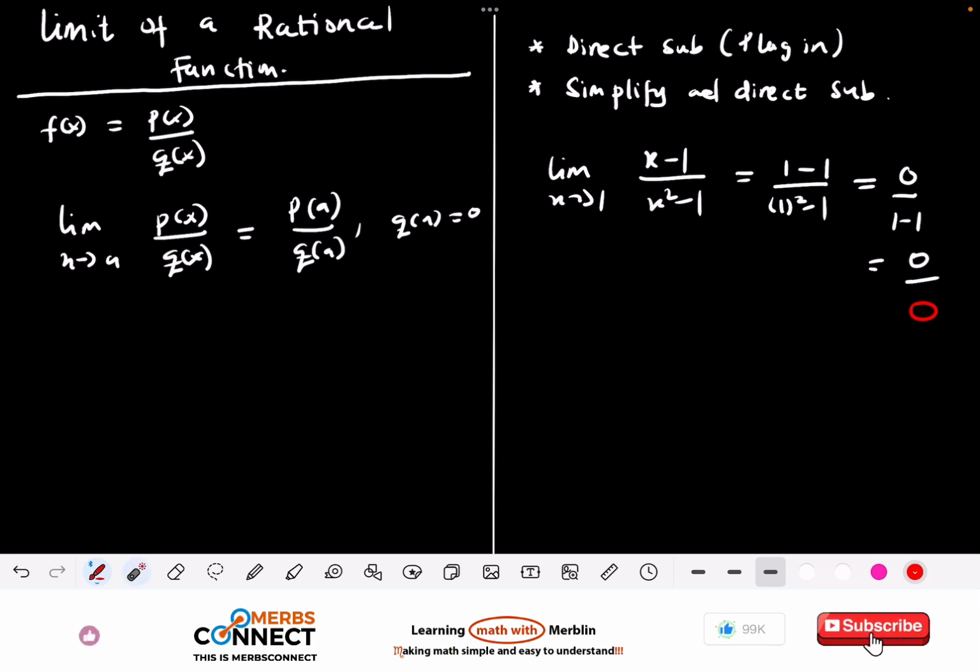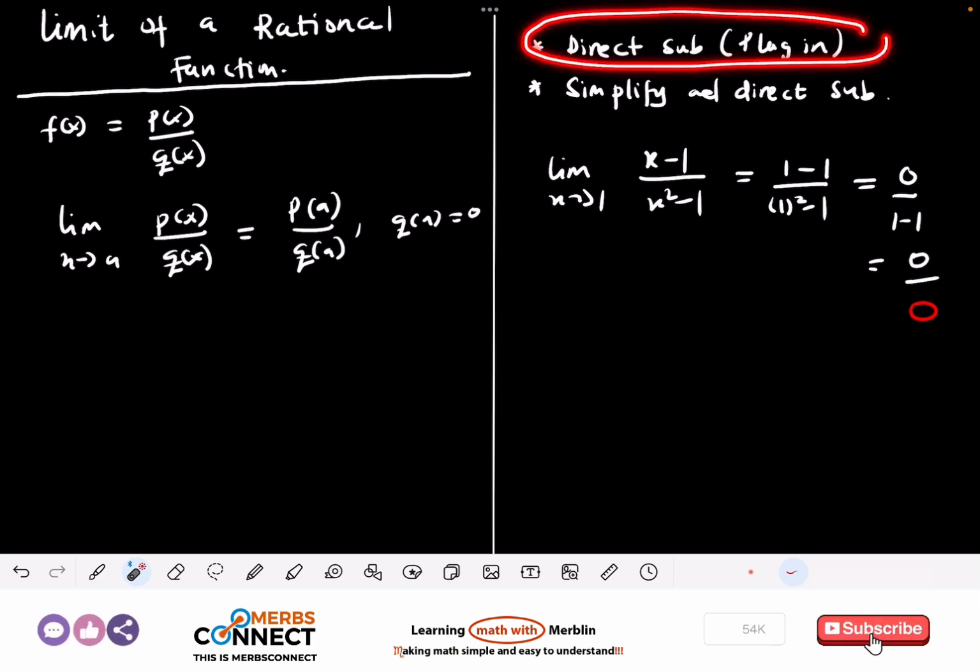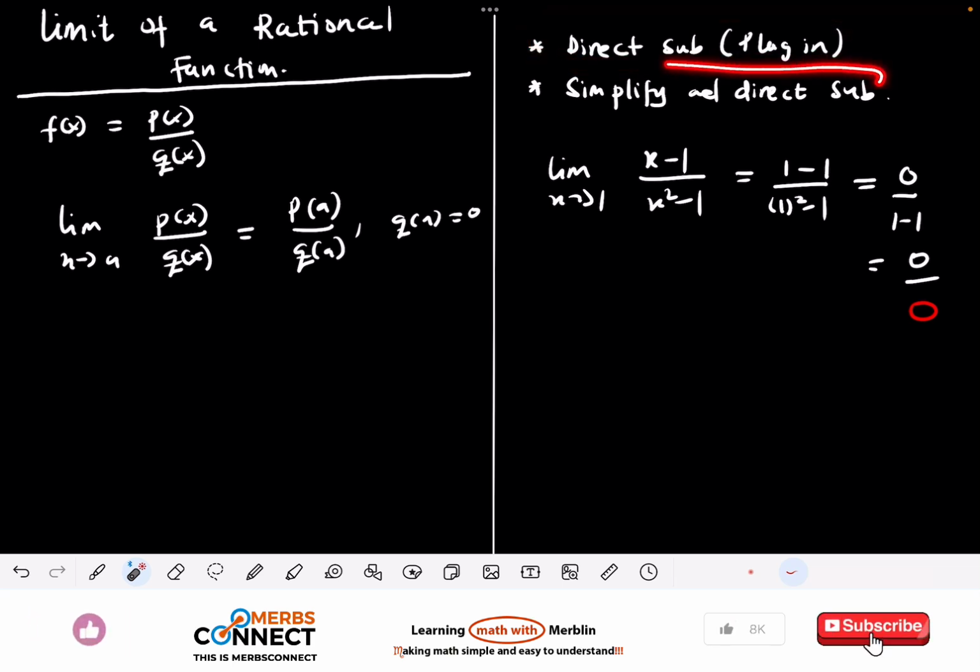We cannot use this, right? This math, we are going to call it indeterminate. So since we've done the first step and it's not working out for us, we need to move to the second step. So what are we going to do? We need to simplify and also do direct substitution and see if it works, right?